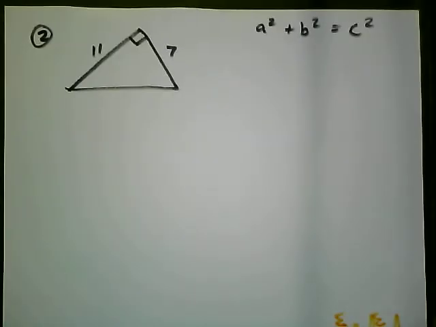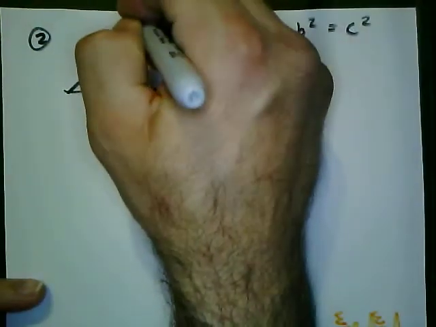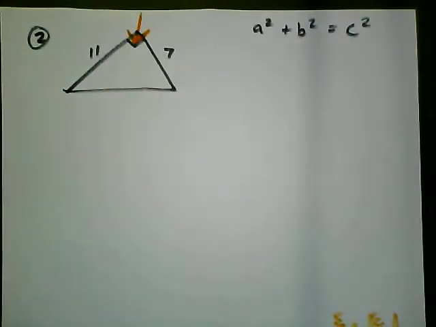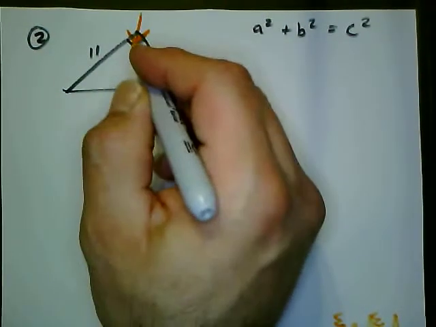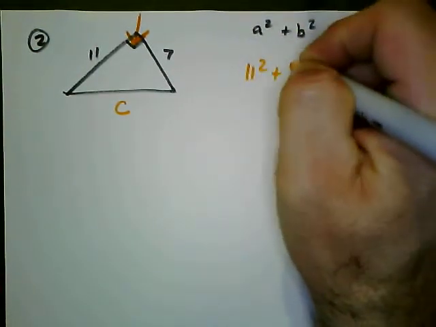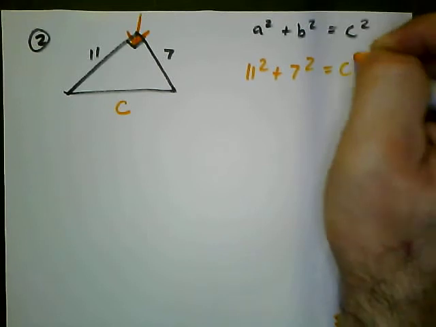Number 2, we're going to look at the same thing. We're looking at the hypotenuse. How do we know that? We can look right here, and there's our arrow, which is made by that little block, and that's our c side. So we have 11 squared plus 7 squared equals c squared.